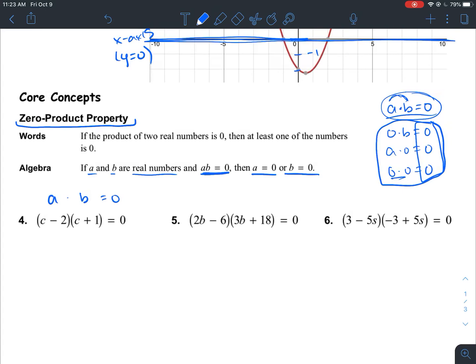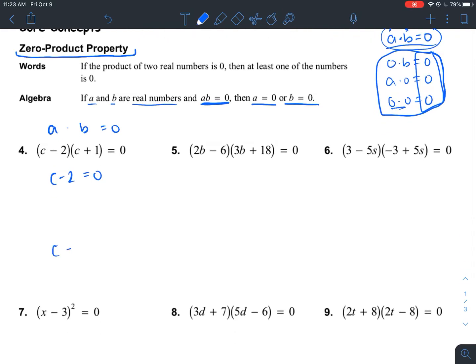So in this case, c minus 2 must equal 0, or c plus 1 equals 0. Okay? What I did is I took the factors and set both of them equal to 0, because the zero product property says if you have two things being multiplied by each other and the result is 0, then one or both of those terms must be 0.